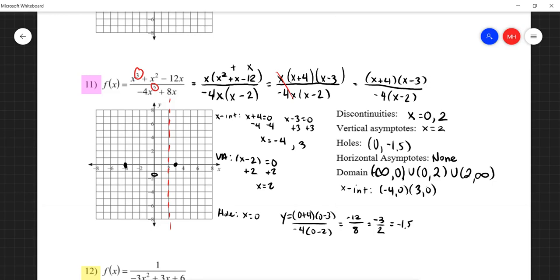So now we can draw this. Well, I know from my hole to the asymptote, I'm going down. Connect the other way, I kind of curve up. And I'm going to follow the same kind of direction on the other side. So there is our graph.